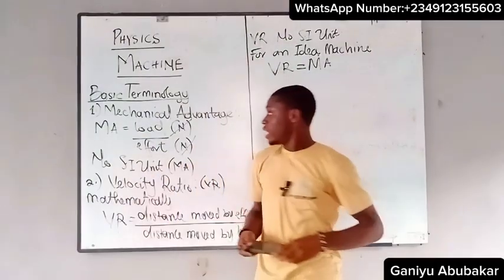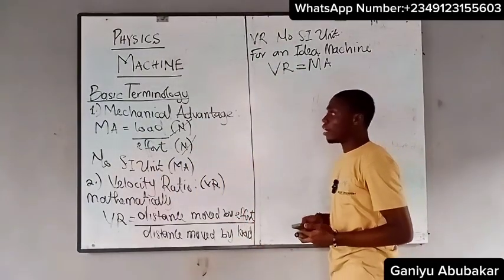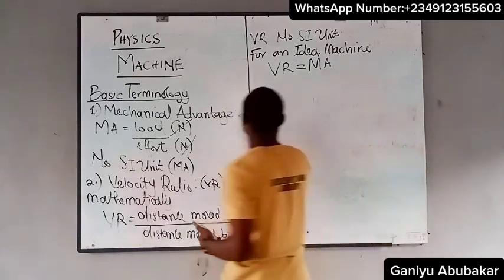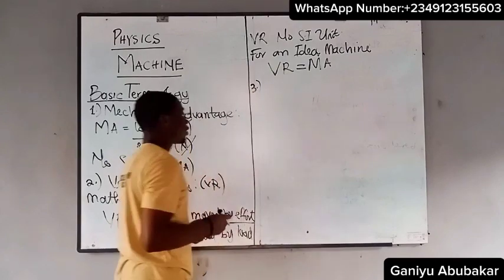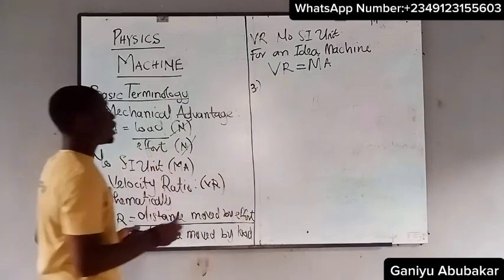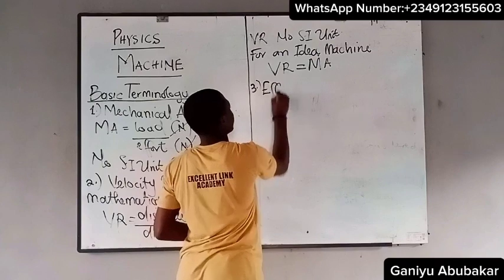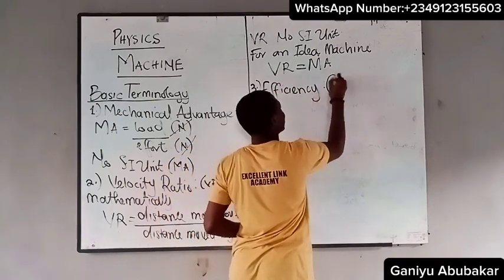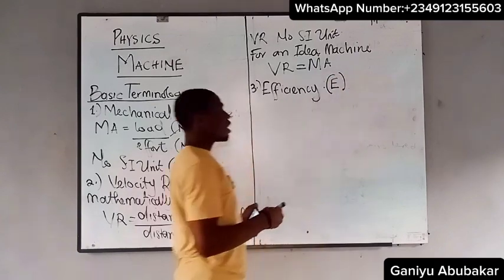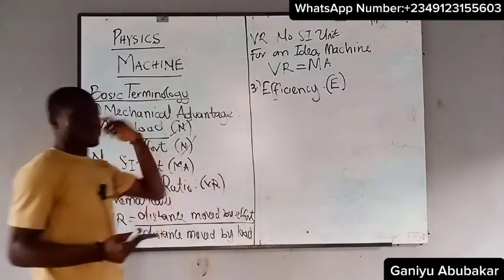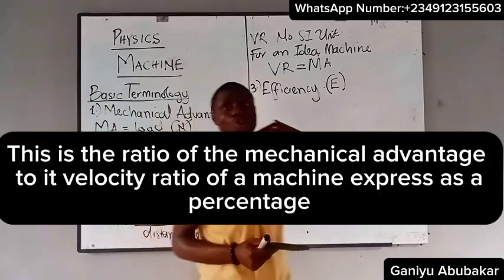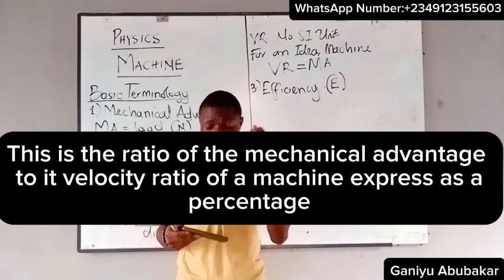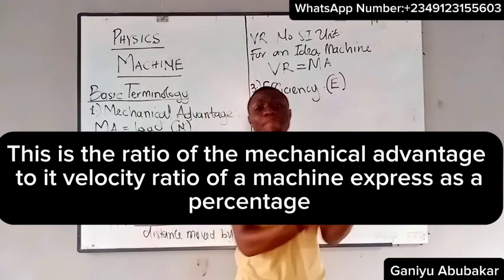All right, let's proceed at this point. We have discussed machine and velocity ratio. Let's look at the third terminology called efficiency. Efficiency, abbreviated as E, capital E. All right, let's look at efficiency, please. By definition, efficiency is simply the ratio of mechanical advantage to its velocity ratio expressed as a percentage.